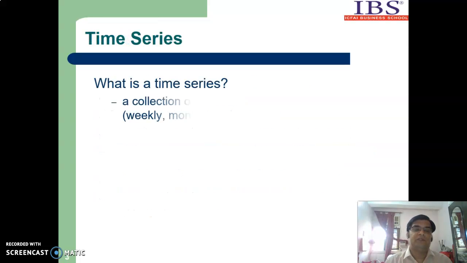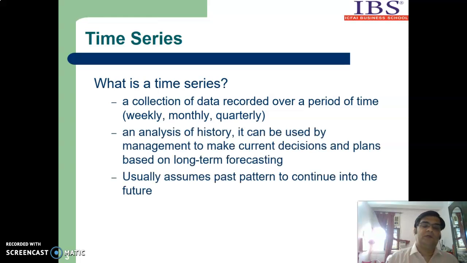Now to start with, what is a time series? A time series is a collection of data recorded over a period of time, say weekly, monthly, quarterly. Suppose stock market data, daily basis data, the opening of stock and the closing of stock for the day, for the month, for the year is an example of time series data. So it's a historical data. It can be used by management to make current decisions and plans based on long-term forecasting.